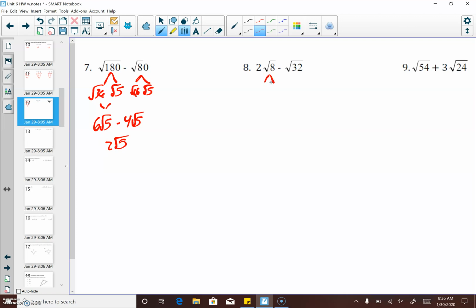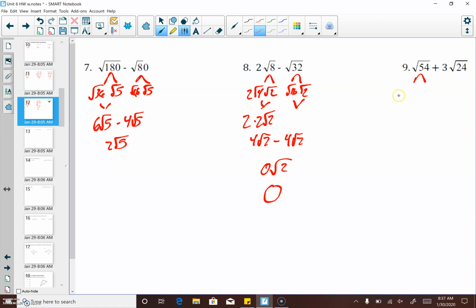Got to pay a little more attention to number 8 because it's got the 2 out in front. But we're just going to keep simplifying the same way that we already know how to do. This one's going to be a little interesting in how it finishes, though, and the fact that we end up with 4 radical 2 minus 4 radical 2. Well, 4 minus 4 is 0 radical 2. And if you remember, the operation is multiplication, so 0 times anything is 0.